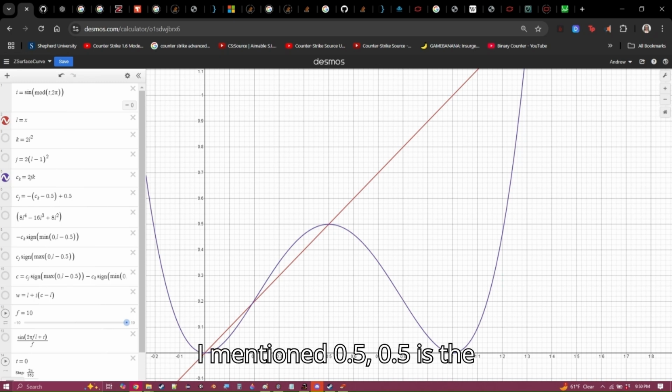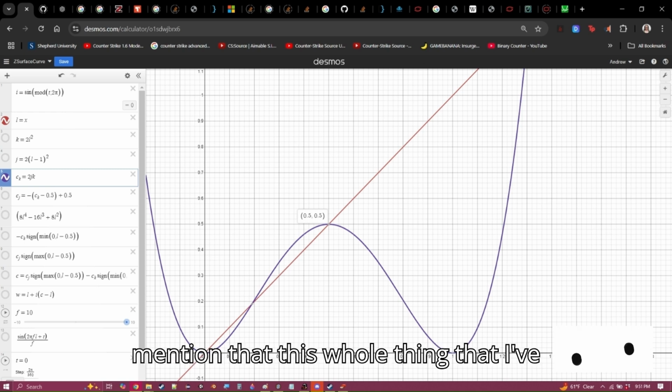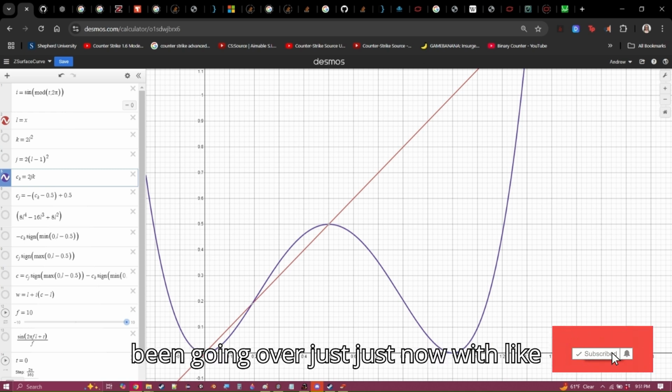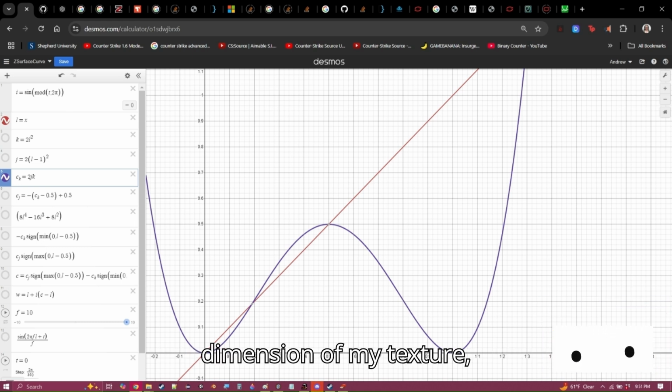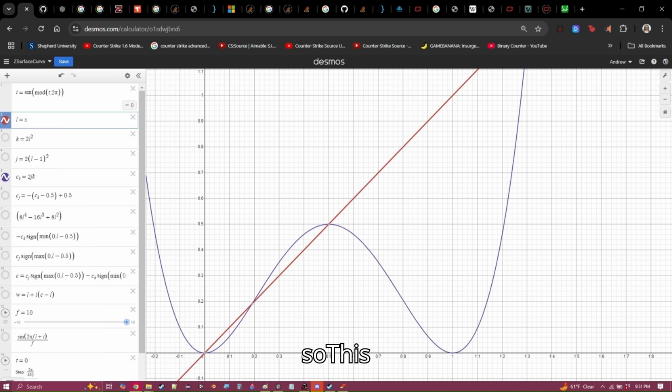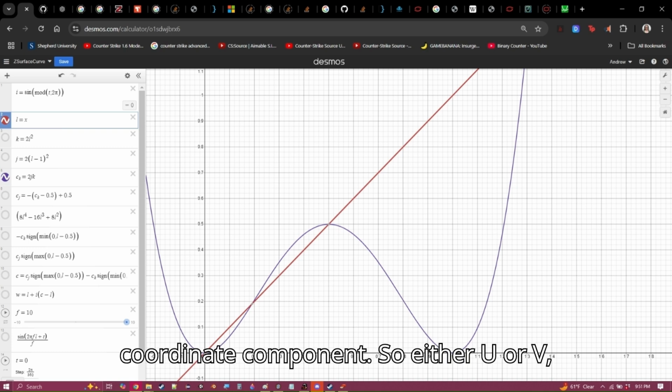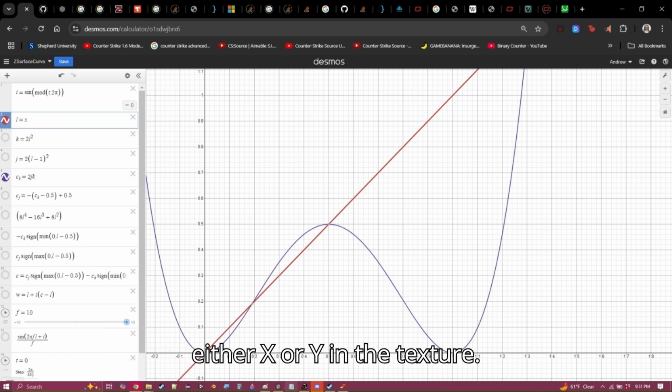I mentioned 0.5. 0.5 is the middle of our texture. I neglected to mention that this whole thing that I've been going over just now with these curves only describes one dimension of my texture. So this x-axis represents a UV coordinate component, either U or V, either X or Y in the texture.